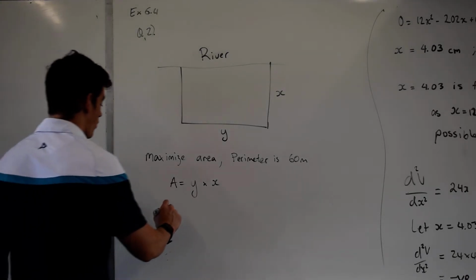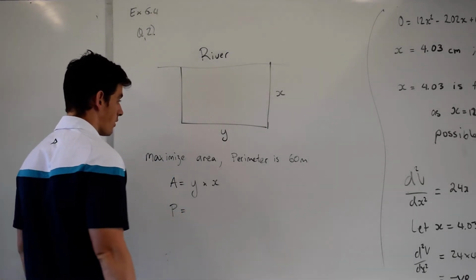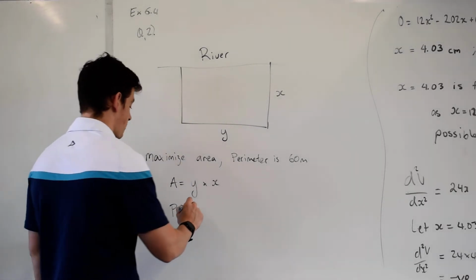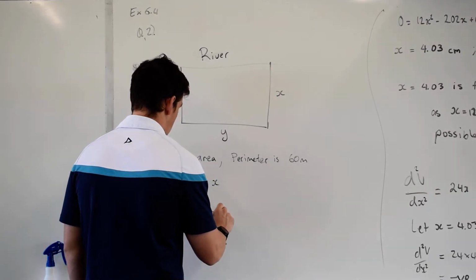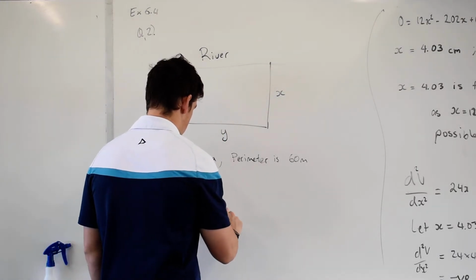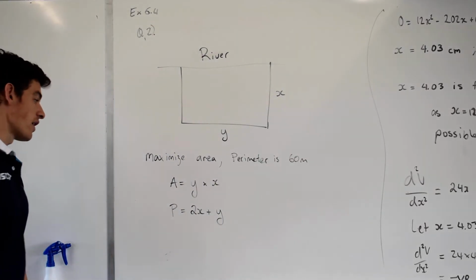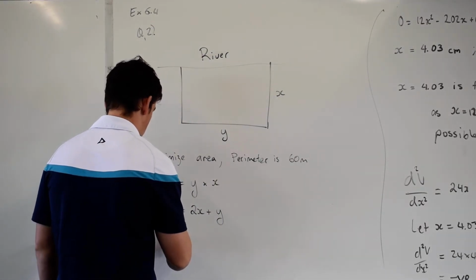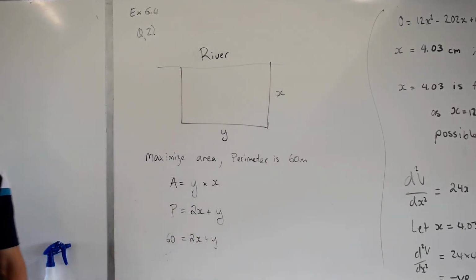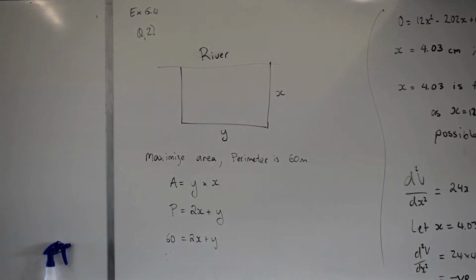Perimeter. So the perimeter of this fence equals 60, but also what's the expression for that? 2x plus river on this side plus y. We know that equals 60. 60 equals 2x plus y. What do you think we need to do with that? What technique's being required here?